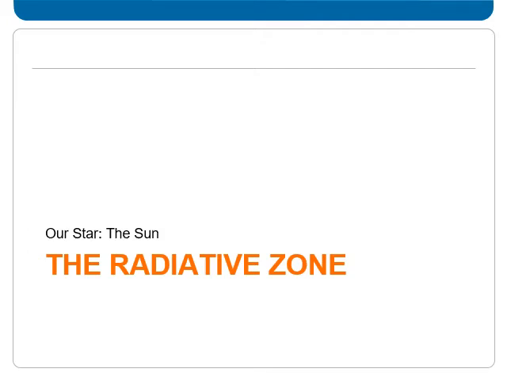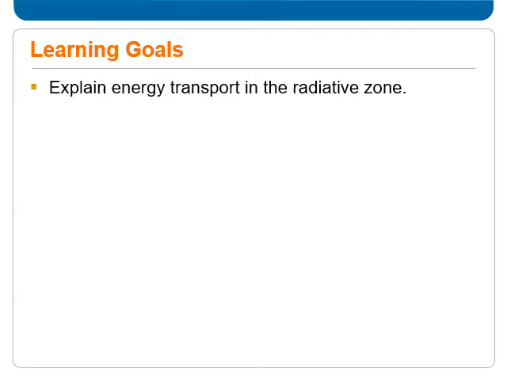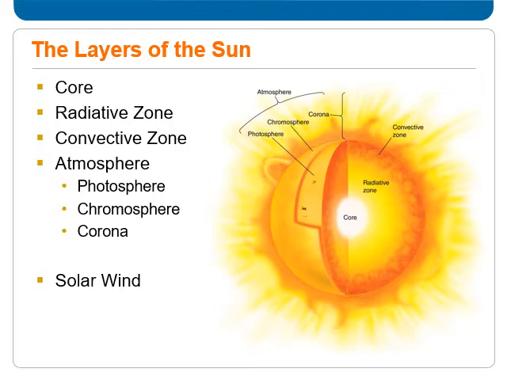This lecture explains the radiative zone. The learning goal is to be able to explain the radiative transfer that takes place in the radiative zone. The radiative zone of the sun surrounds the core and is surrounded by the convective zone.